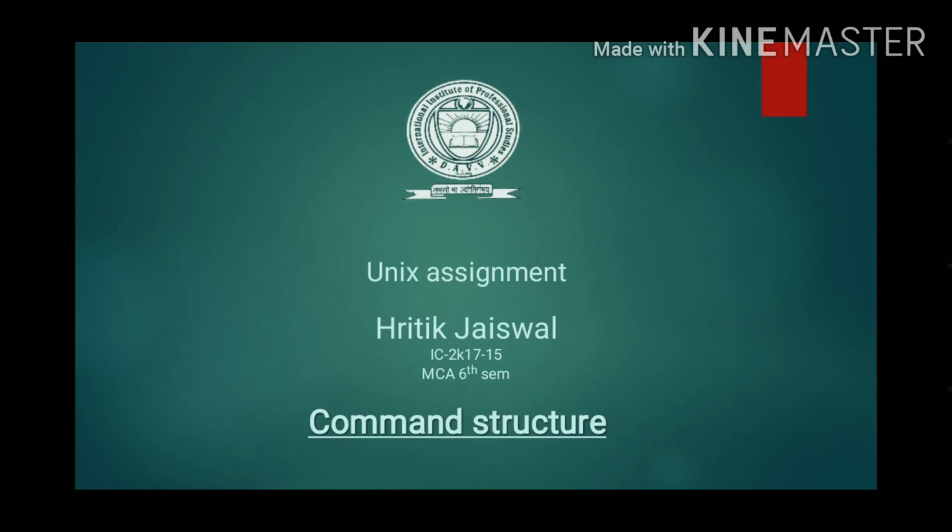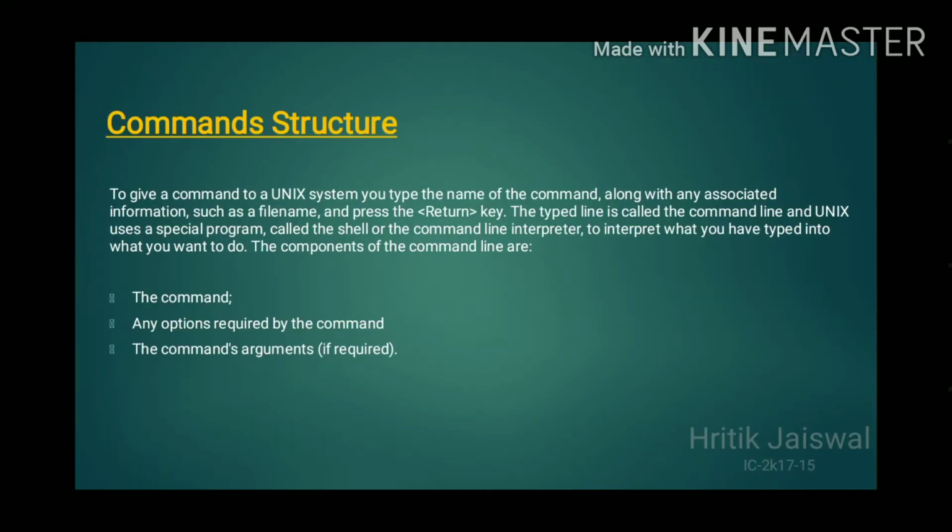This is my next assignment and my topic is command structure. To give a command to a Unix system, you type the name of the command along with any associated information such as a file name and press the return key. The typed line is called the command line, and Unix uses a special program called the shell, or the command line interpreter, to interpret what you have typed into what you want to do.